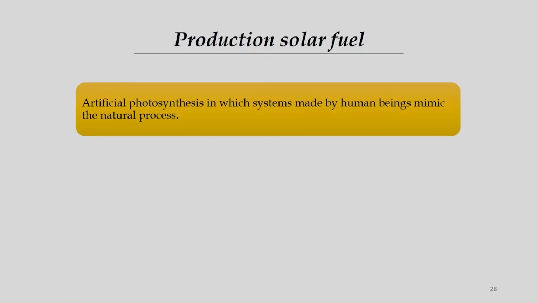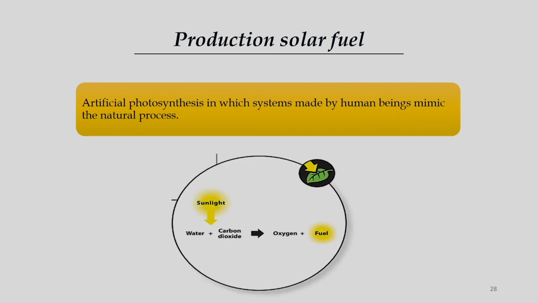Now artificial photosynthesis is one in which systems made by human beings mimic the natural process. Already we know what happens when sunlight falls: in the presence of sunlight, water and carbon dioxide are converted to oxygen and fuel, something like glucose, which is stored in the plant matter. So, we need to do the reverse for artificial photosynthesis.